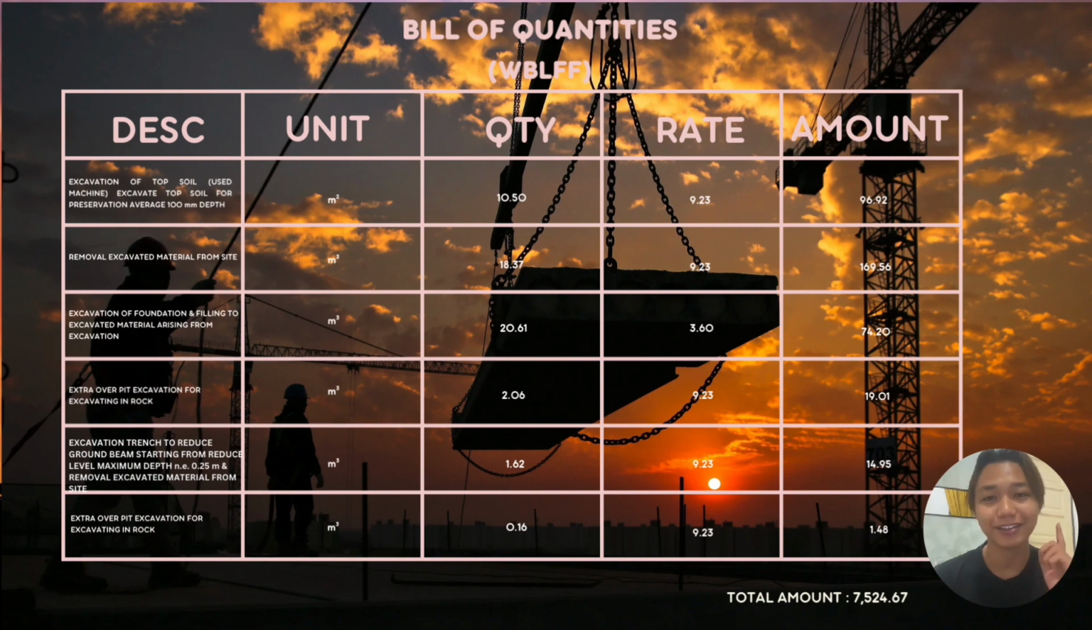What you can see is the quantity, the rate, the unit and the amount. So the total amount of work below lower floor finishes is 7,524.67. So we continue for piling work.